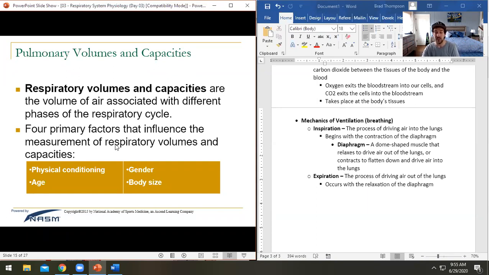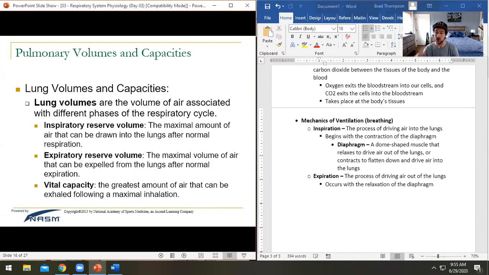But another thing that can affect your lung volume is your physical conditioning. If you strengthen all of the muscles throughout your body and do cardio regularly, you get better at contracting and relaxing your diaphragm, and you get better at driving air into and out of your lungs. That can change your lung volumes. That can make it easier for you to draw massive amounts of air into and out of your lungs.